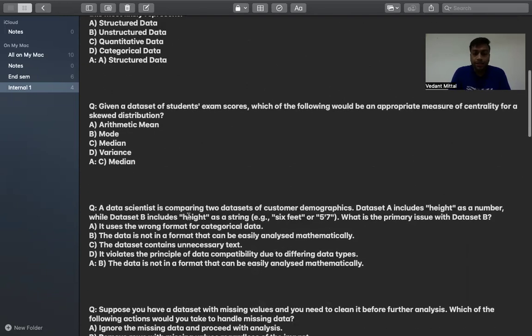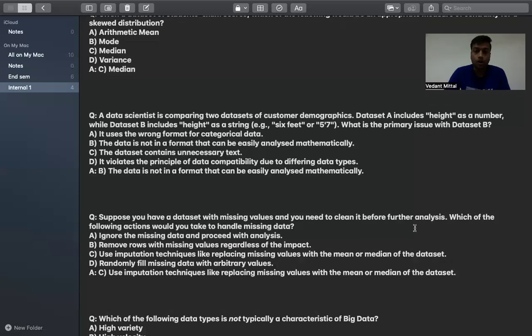A data scientist is comparing two data sets of customer demographics. Data set A includes height as a number, while data set B includes height as a string. Example, 6 feet or 5'7". What is the primary issue with data set B? So the primary issue will be the data is not in a format that can be analyzed mathematically, because in data set B we have the height in the form of string. So the machine learning model cannot apply mathematical steps on the string format. So first we need to convert the data into vector or numeric form.